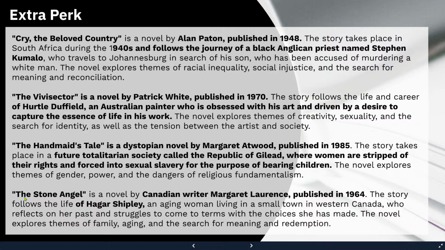And we have the last option, which was The Stone Angel, and it was written by Margaret Laurence, who is Canadian also, and it was published in 1964. So it is the story of Hagar Shipley, who's the protagonist, and she is an aging woman living in a small town in Western Canada, who reflects on her past and struggles to come to terms with the choices she has made. The novel explores themes of family, aging, and the search for meaning and redemption.